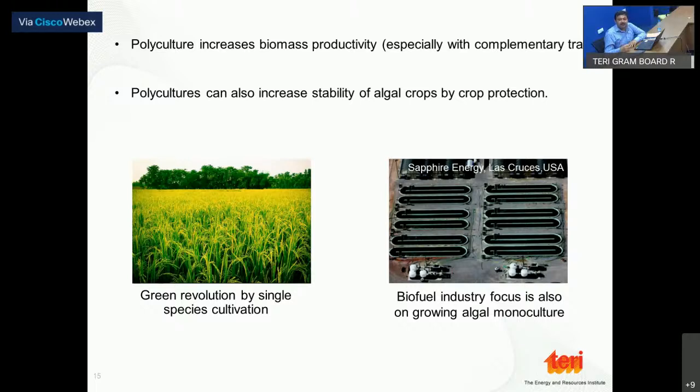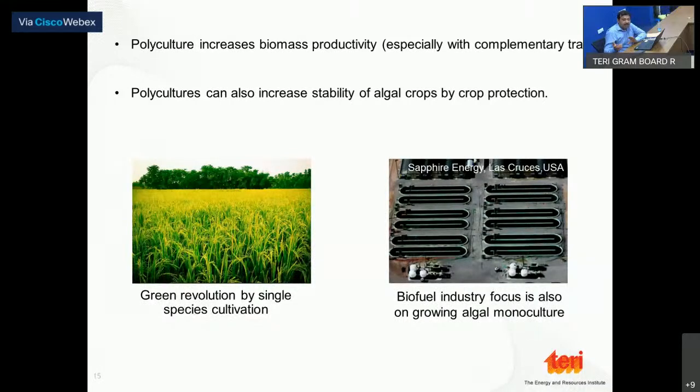But if you look at what the industry is doing, they're growing super species. They're finding a strain which can give much more productivity. They're going in that direction in the field, not polyculture. They're trying to get a single species culture. But I'd say it's not a bad idea, because we have seen our green revolution just by growing a single species of crop, like a paddy field here.